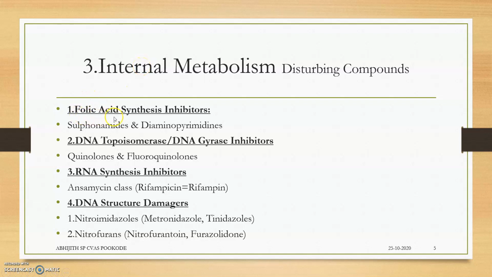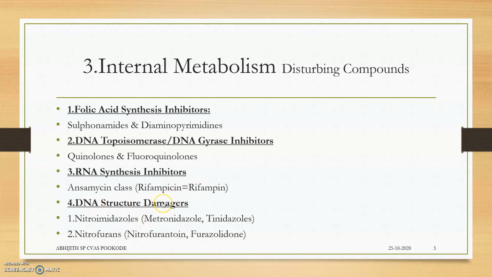The first one is folic acid synthesis inhibitors. Folic acid is needed by the bacteria for the production of purines, pyrimidines, DNA, etc. So if you give these compounds, folic acid synthesis will be inhibited. They are sulfonamides and diaminopyrimidines. The next one is DNA topoisomerase or DNA gyrase inhibitors. They are the quinolones and fluoroquinolones. The next one is RNA synthesis inhibitors. This has the ansamycin class, so rifampicin or rifampin, both are the same, belong to the ansamycin class.